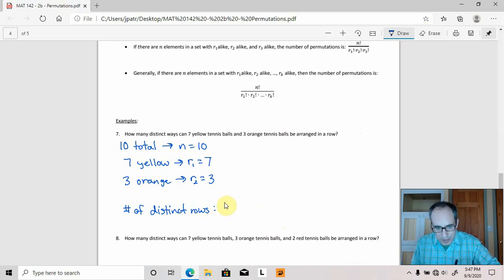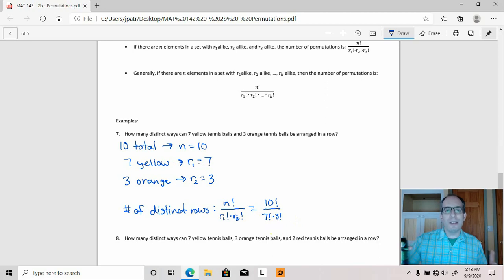So it would be, in this case, n factorial over r1 factorial times r2 factorial. So now if I put the numbers in, that'll be 10 factorial over 7 factorial times 3 factorial. And we'll be able to cancel a lot of stuff down here. Actually, we'll be able to cancel everything. My strategy is get rid of the big factorial first. So watch the way that I write this out.